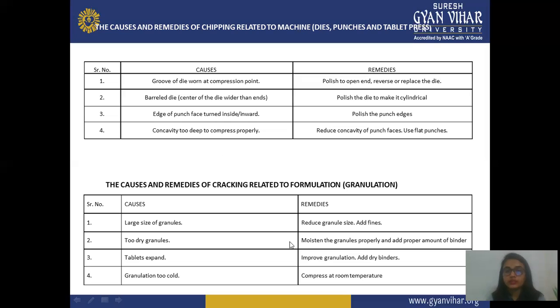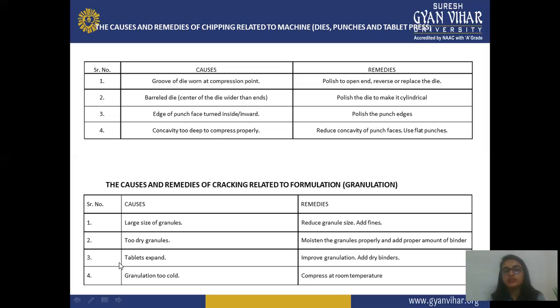If your granules are in too dry a form, in this condition, you moisten the granules properly, and use a proper amount of binder to overcome this problem. And next is tablet expand. In this, you don't improve too many parameters, but you just improve the granules or use certain dry binder for this granulation procedure.